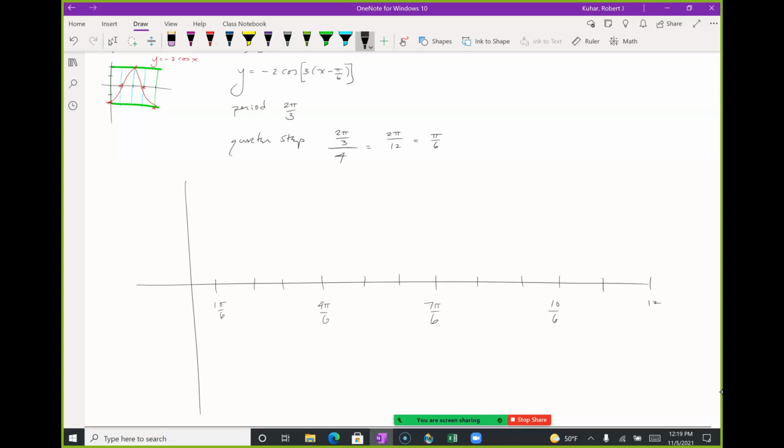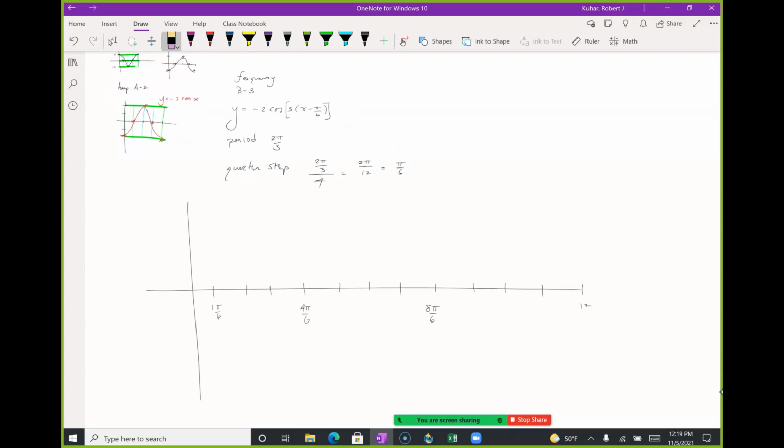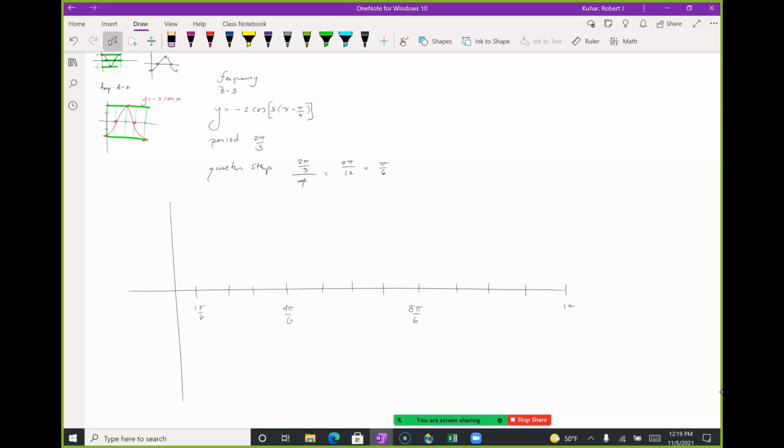I don't like the way I scaled it, but it doesn't matter. Oh yeah, I wanted to go to 8 pi over 6. Sorry. 9, 10. What did I do wrong? 1, 2, 3, 4. Oops. 1, 2. Oh. 3, 4, 5, 6, 7, 8, 9, 10, 11, 12.